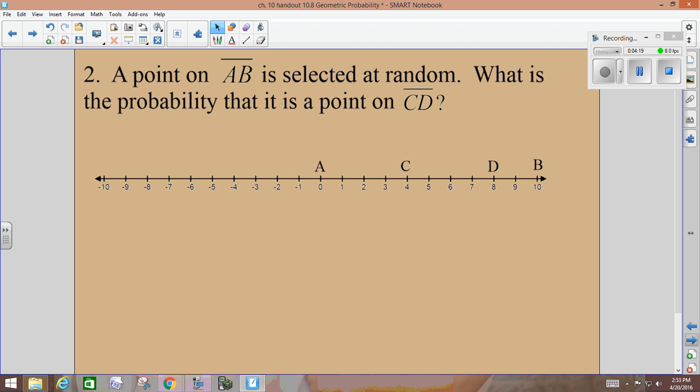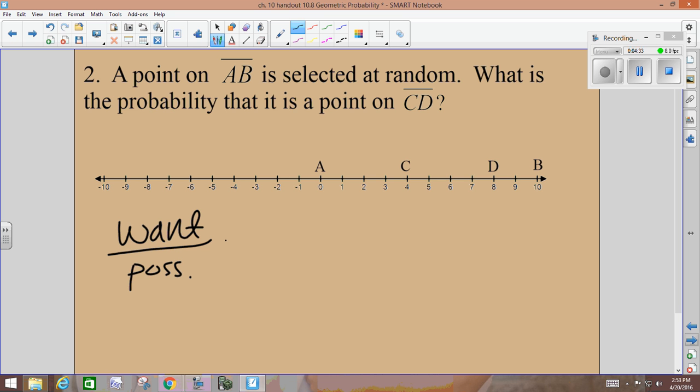Number 2. A point on AB is selected at random. What is the probability that the point is on CD? Probability, what you want over the total possible. Where do we want the point to come from? Yep. But we're picking anything from AB. So I got to figure out the lengths of CD and AB.